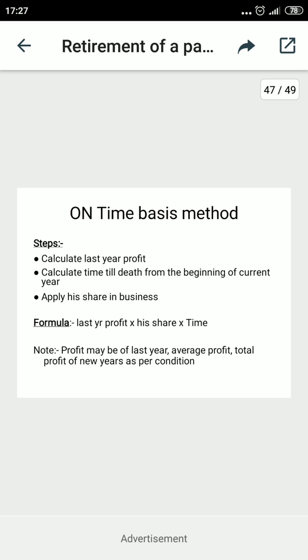The second step is to calculate the time period from the beginning of the year till the date of death. First of all, the time period will be calculated. It can be a gap of 1 month, 2 months, or 3 months from the beginning to the date of death. Then the share of the outgoing partner, the deceased partner, will be applied. So the formula is: last year's profit, multiplied by his share, multiplied by his time period, like 4 months.